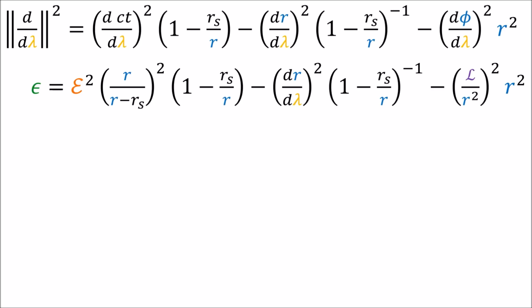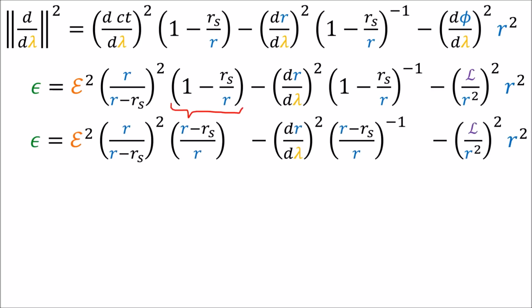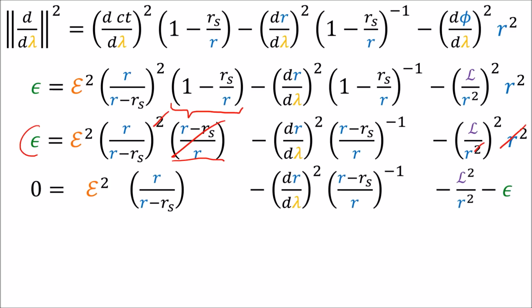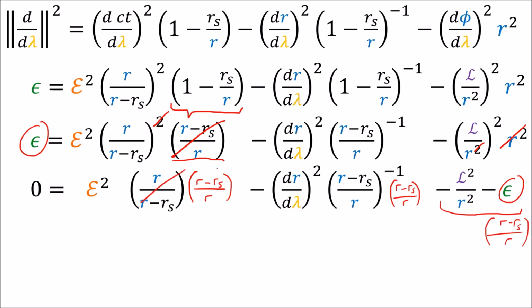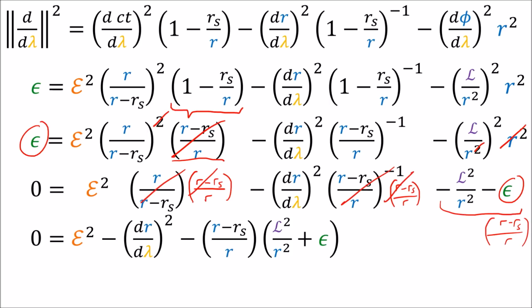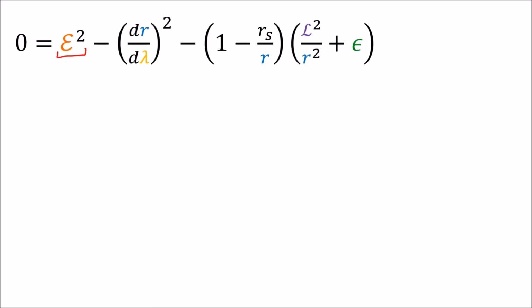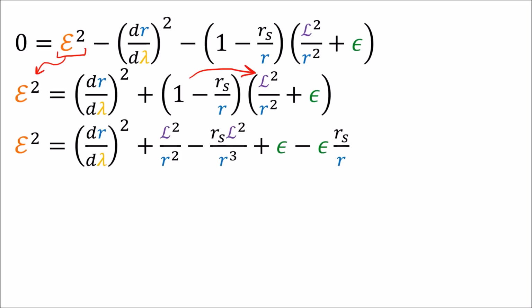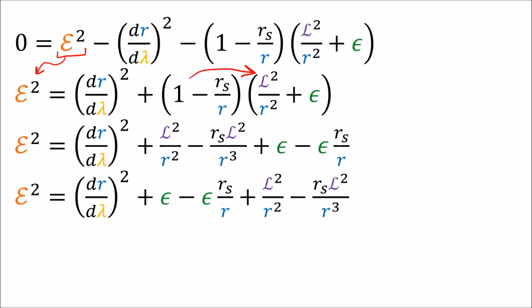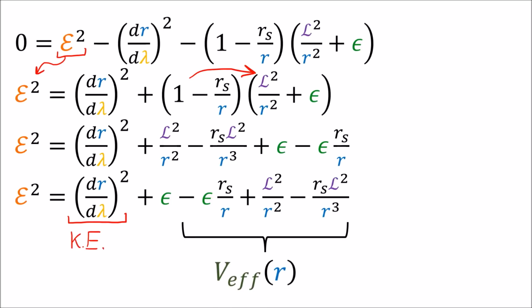We can then rewrite 1 minus rs over r as r minus rs all over r, and do some cancelling, and bring epsilon to the right-hand side. Then we can multiply all terms by r minus rs over r, leading to cancellations here and here. And we can again rewrite this as 1 minus rs over r. If we bring curly E to the other side of the equation and distribute, we get an equation that kind of looks like a total energy equation, involving a derivative of r for the kinetic energy and an effective potential term that only depends on r.